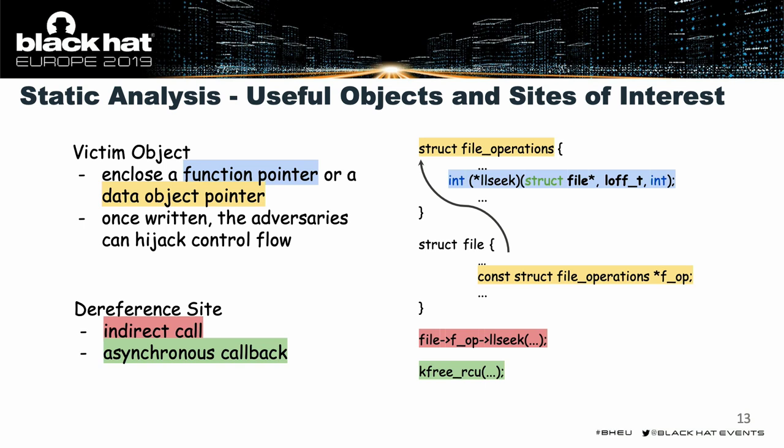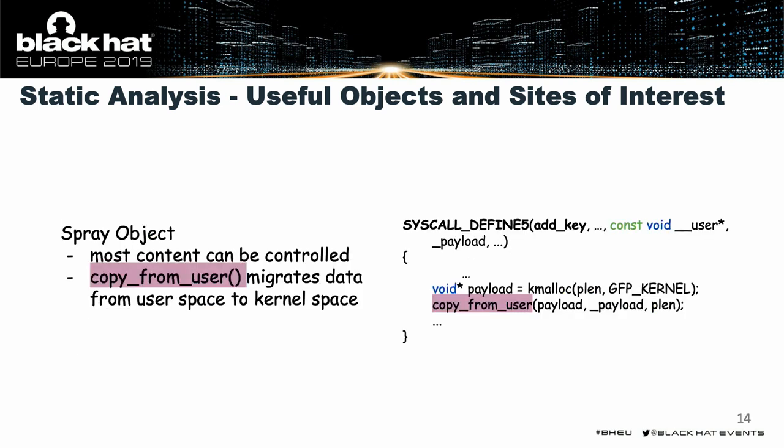Considering asynchronous callbacks, we also include calls to functions like kfree_rcu, which registers a callback dereference to free the object. The second type is spray object, whose content can be mostly controlled. Kernel invokes functions like copy_from_user to migrate data from user space to kernel space. Leveraging this feature, the adversaries can prepare exploit payload and have it reside in the kernel space.